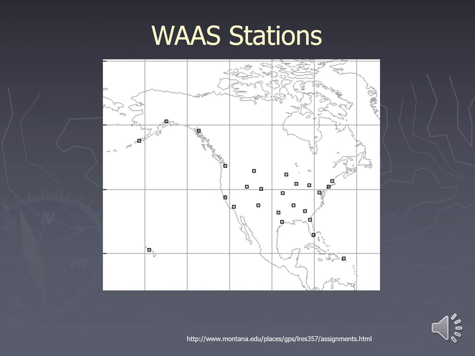Here you can see the locations of all of these WAAS stations. As you can see, they do cover large areas. They are all in U.S. territories, but because of their wide area augmentation system, which is essentially a fancy way of saying that it covers a large area, it will reach into areas that are not part of the United States.